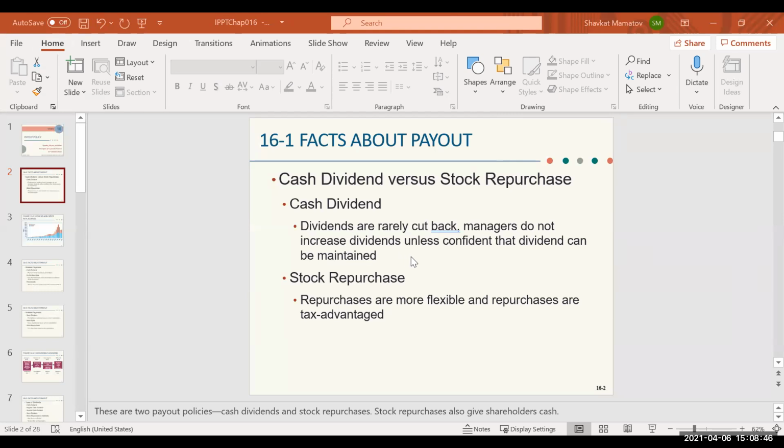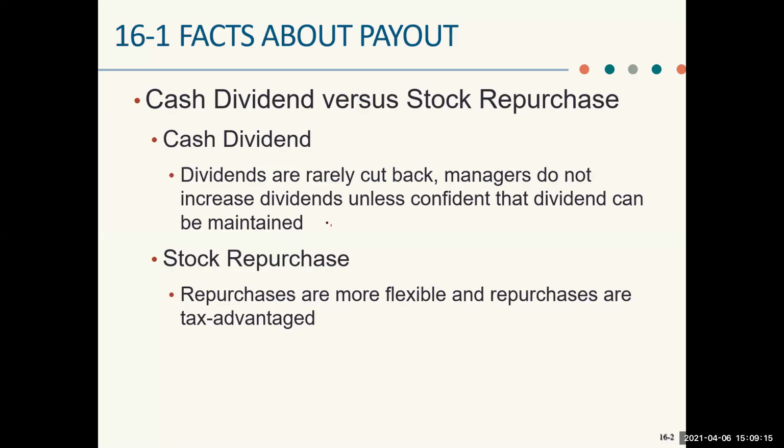Managers do not increase dividends unless confident that dividends can be maintained. That means they only increase the dividend if they are sure that in the future they will not have to cut back again. That is the signaling, dividend signaling, or as it is also called, the information content of dividends. Let me write that down.